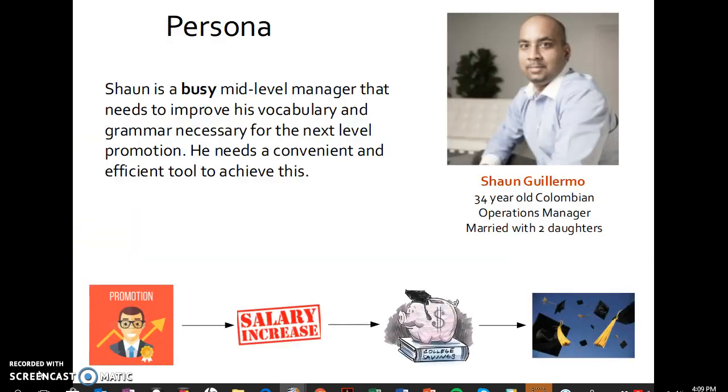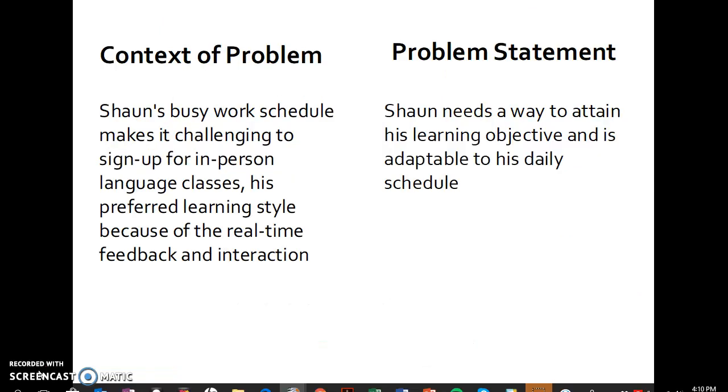Sean is a 34-year-old Colombian who is married with two daughters. The nature of his job is such that as a mid-level manager that oversees teams, he needs to improve his vocabulary for the next level promotion. However, he needs a convenient and more efficient tool to achieve this. For him, promotion means more salary, which means more savings for his daughters' college funds, and he's looking forward to when he will walk the stage with them.